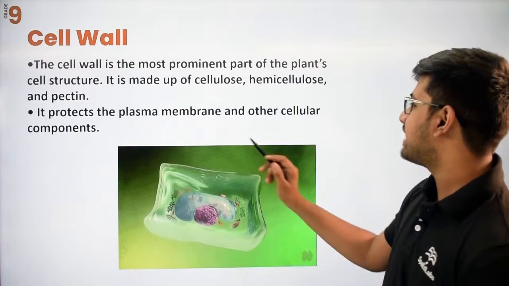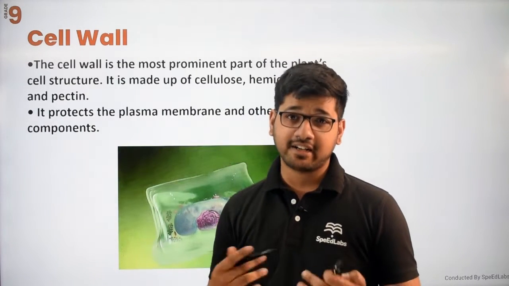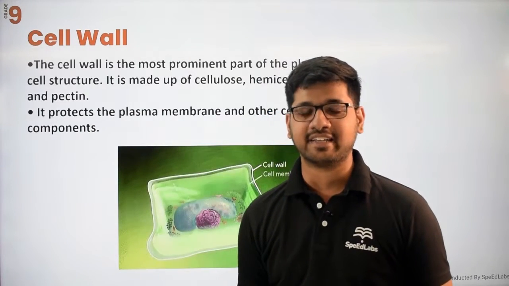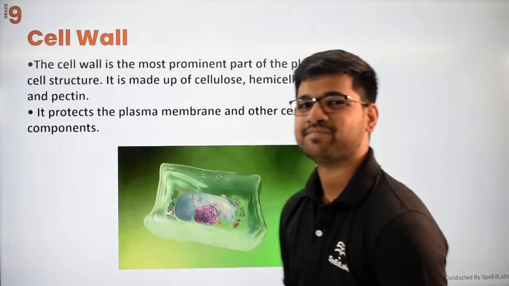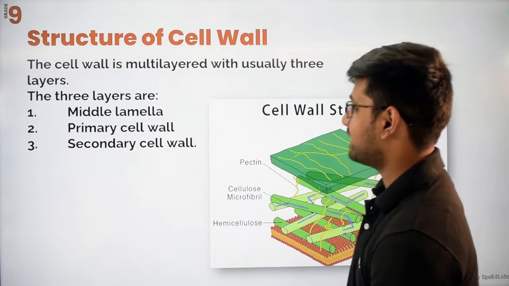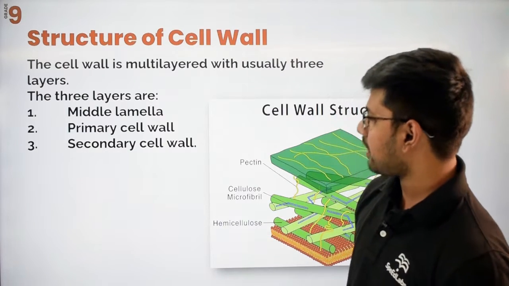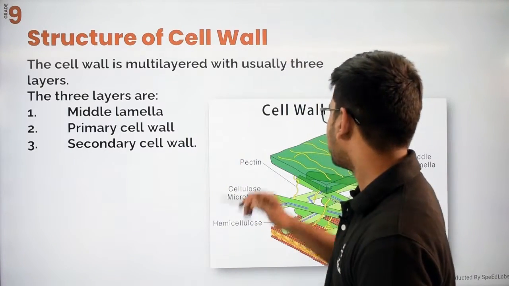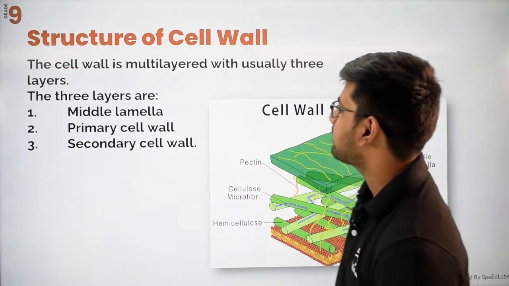Other than that, it protects the plasma membrane and other cellular components that are essential for the cell's functioning, which we'll discuss as we move further. Alright. So, if I talk about the structure of the cell wall, it is mainly tri-layered or three-layered. Okay. There is the middle lamella, then the primary cell wall and the secondary cell wall.